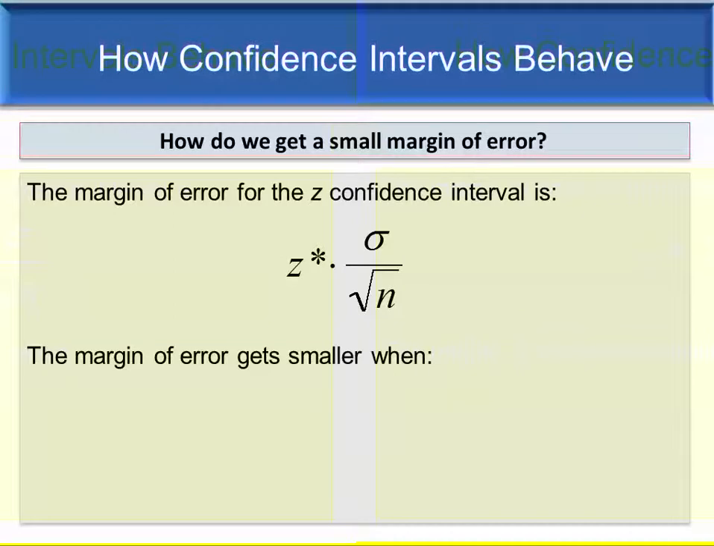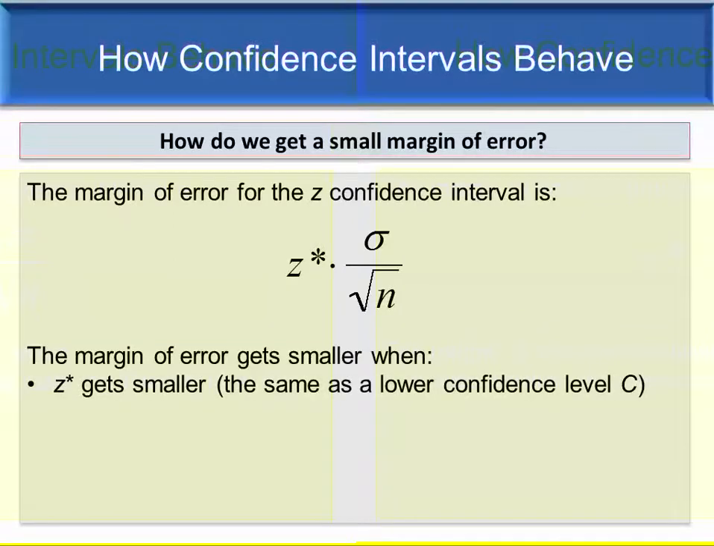So the margin of error gets smaller when, well, let's look at Z star. The smaller Z star gets, the smaller a number that Z star is, the smaller the margin of error we're going to get, because whenever you multiply something by a smaller number, the result is smaller than if you multiplied it by a larger number. Keeping in mind Z star is how many standard deviations away, the smaller Z is, the fewer standard deviations away it is from the mean. So we've got a tighter confidence interval there.